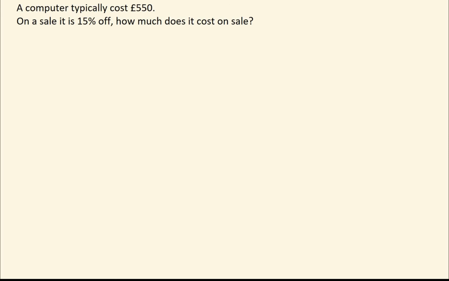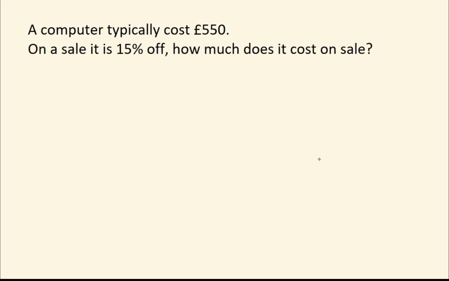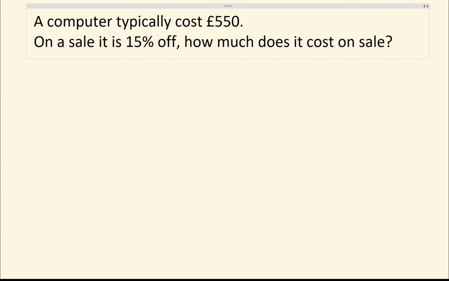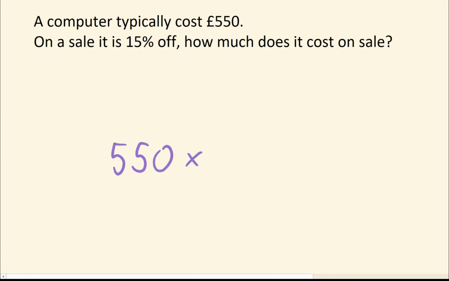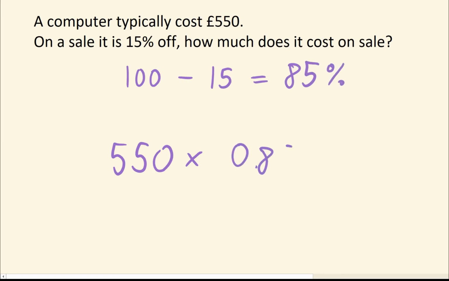A couple of typical questions you might see will be something like this. A computer typically costs £550 and it's 15% off. So you would do 550 times by that multiplier we just worked out. If it's 15% off, that means we have lost 15%. We start at 100, we take off 15%, that gives us 85% left. So therefore, we'll multiply by 0.85.